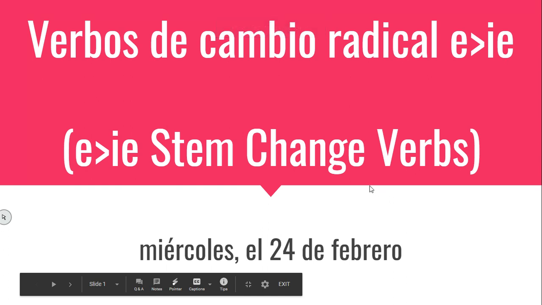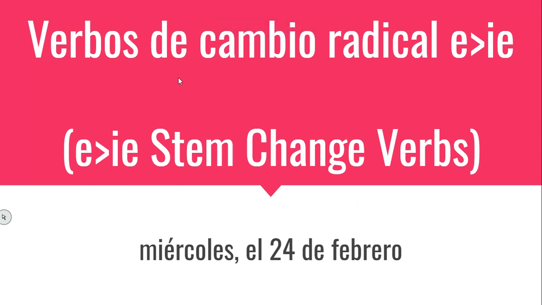Okay, muchachos. So we have verbos de cambio radical. This is one of our more common types of irregular verbs, but it's irregular in a different way than those that we've worked with. So what we call them is stem change verbs, and we call them E to IE because we're going to change the E within the verbs to an IE in certain conjugations. So we're going to see what that means.